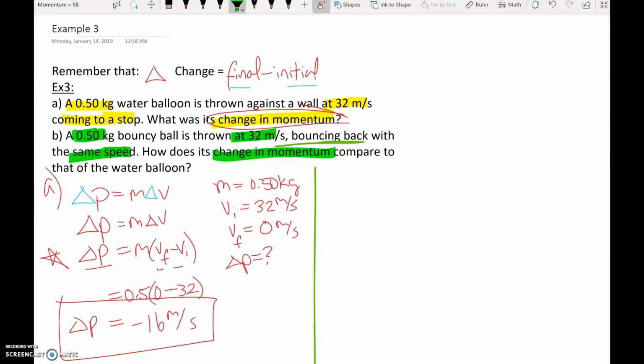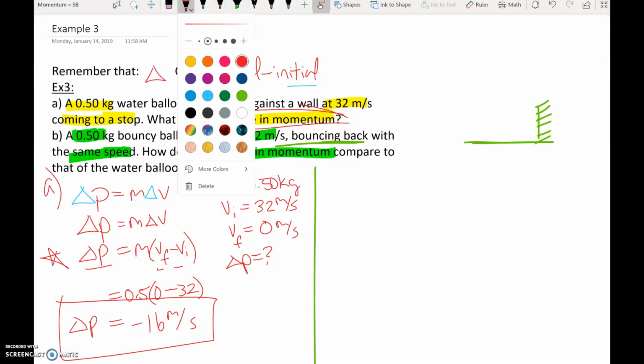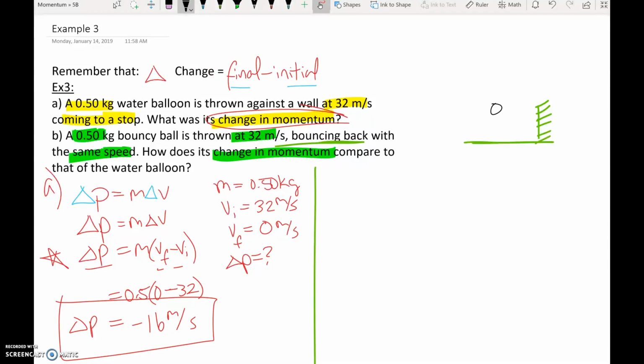So I want to draw this out just so you can kind of see what's happening. Let's say, here's our wall, and we have a bouncy ball, and the ball is going towards it at 32 meters per second. Okay. And then it bounces back at 32 meters per second.